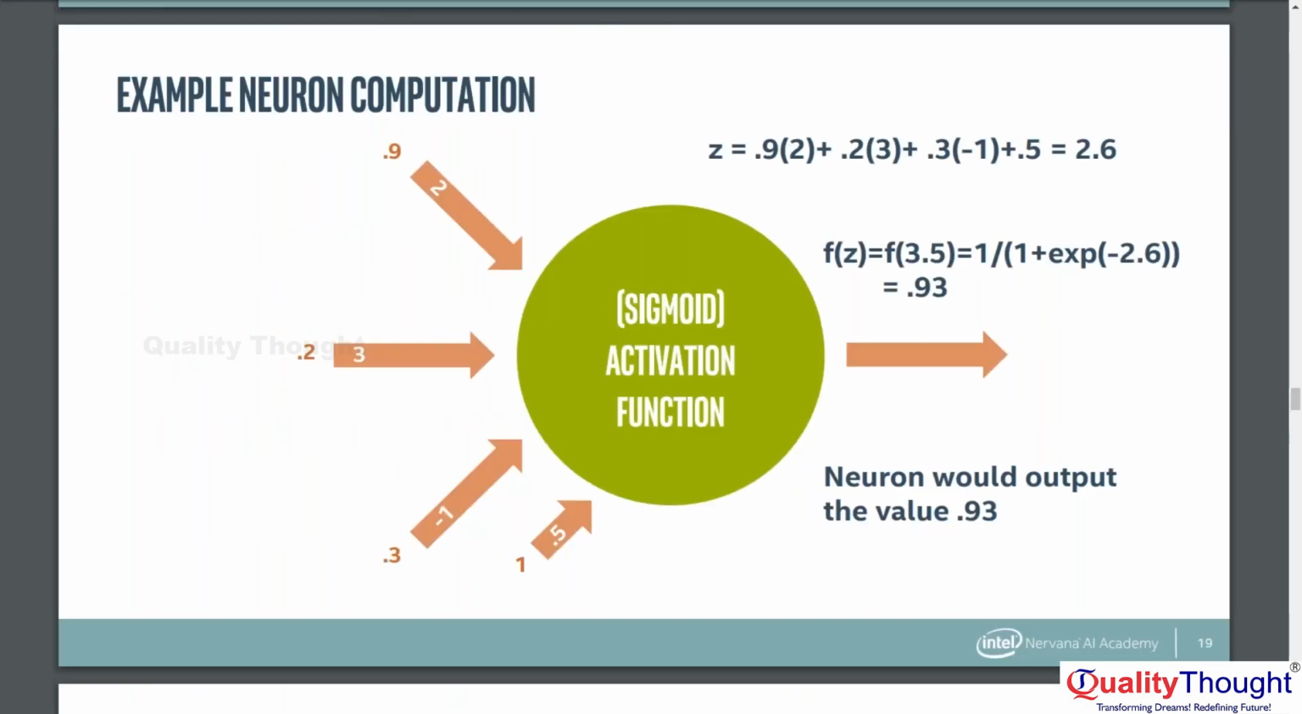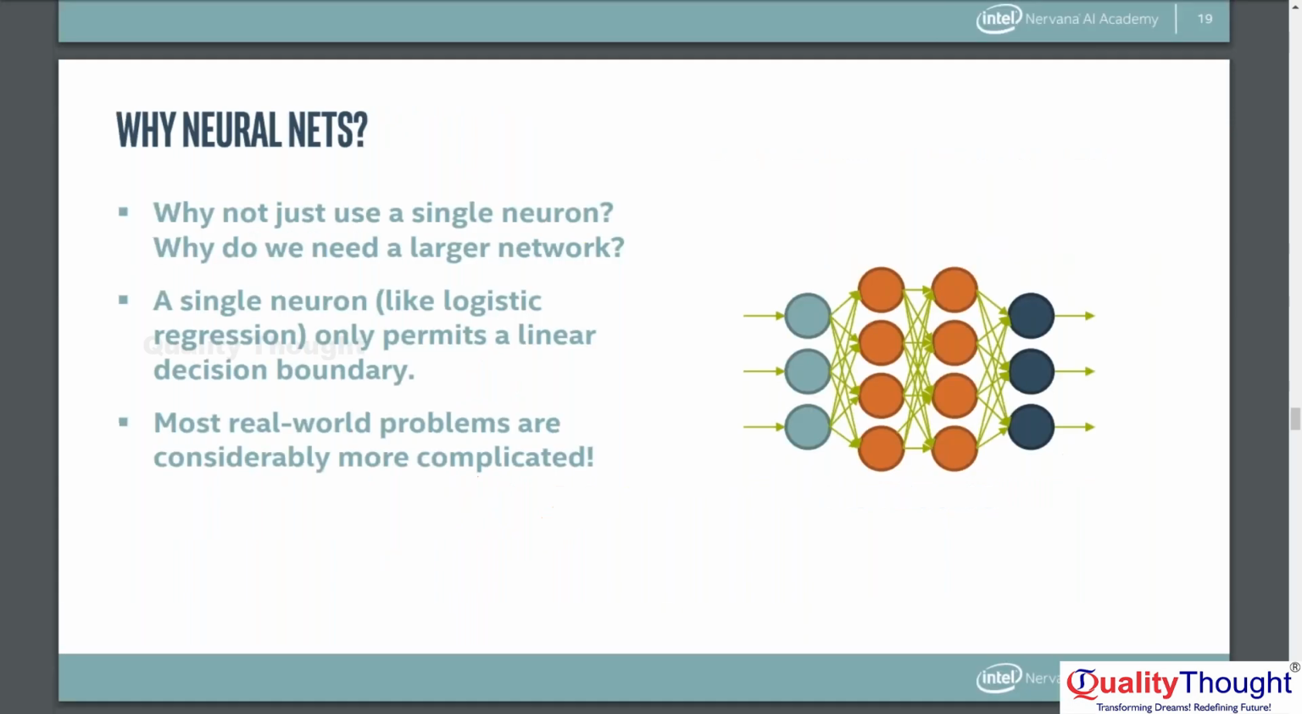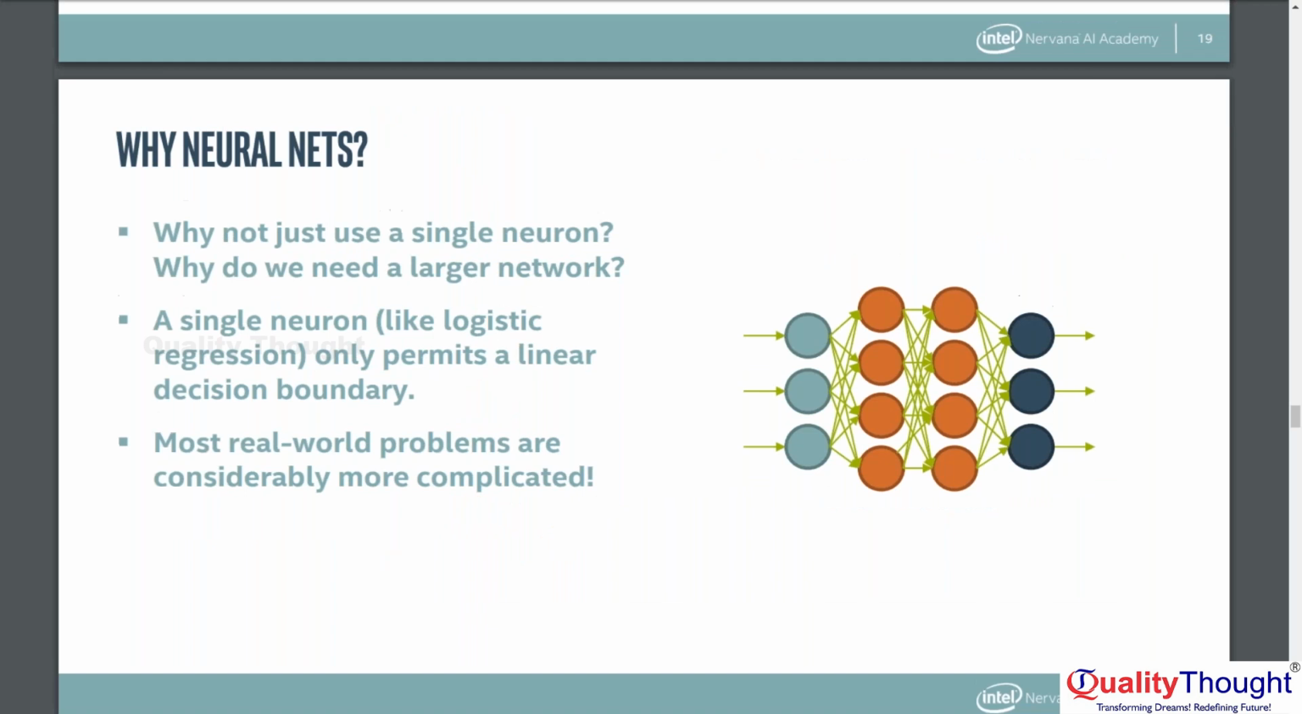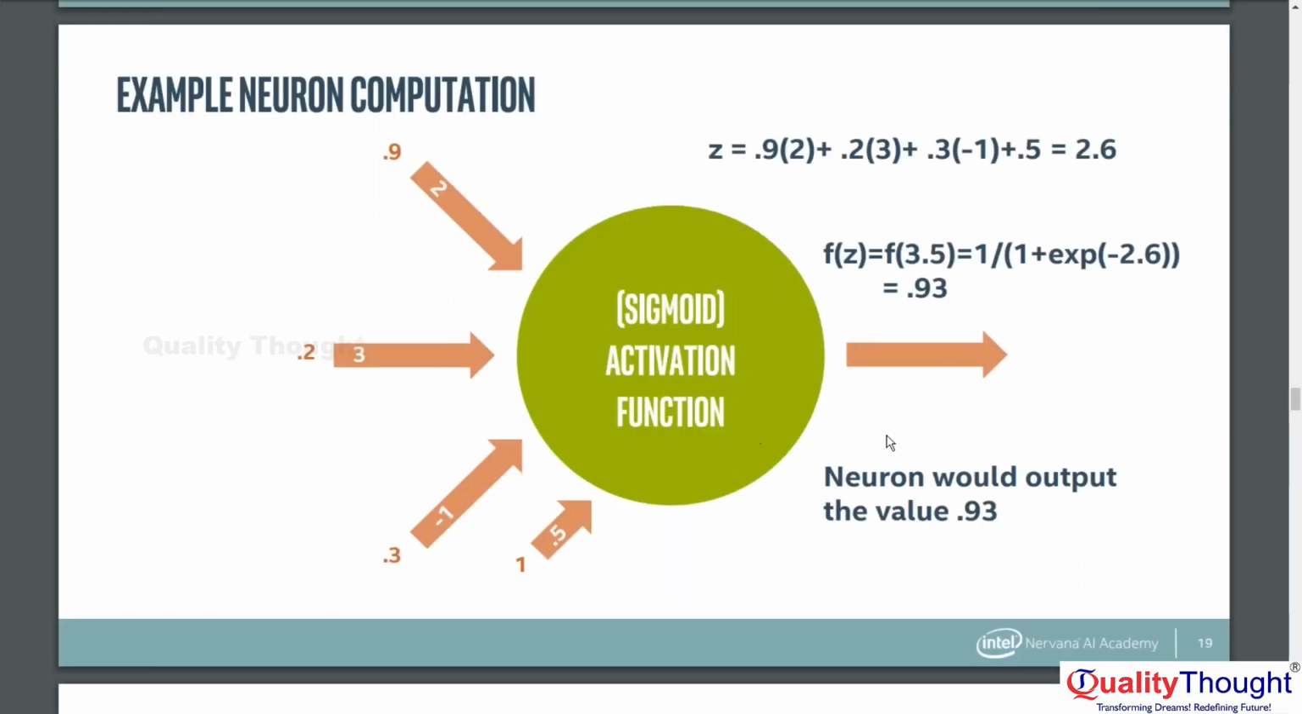Okay, sigmoid function. So here, the neuron output value, you can see that after a lot of computation it is giving you one single value.